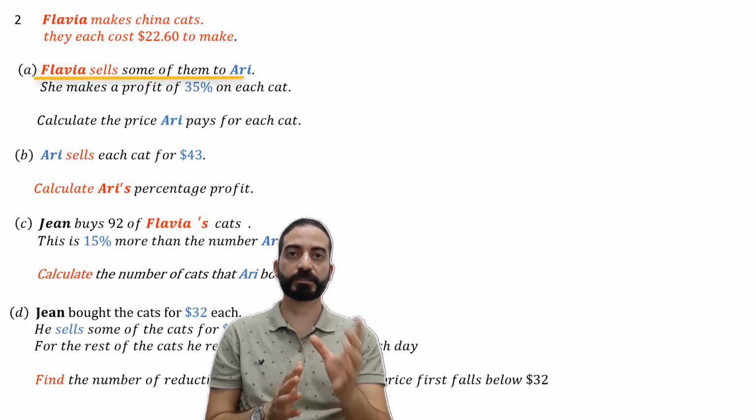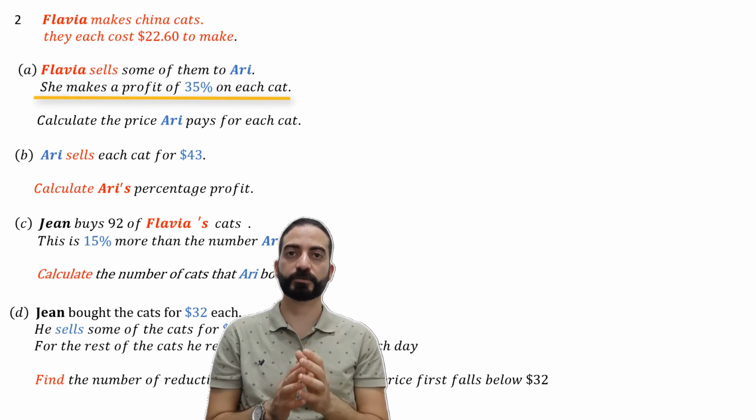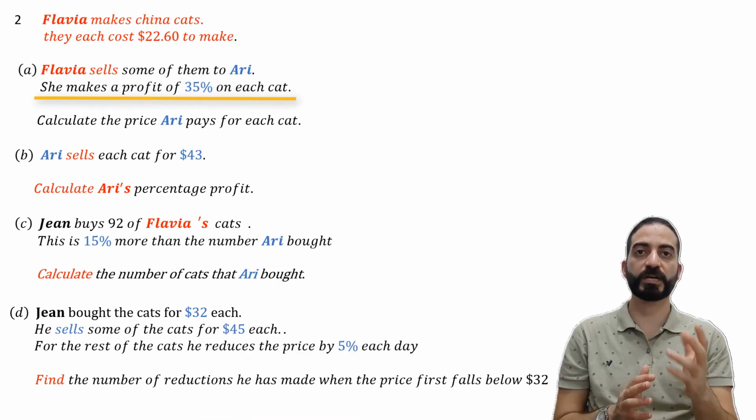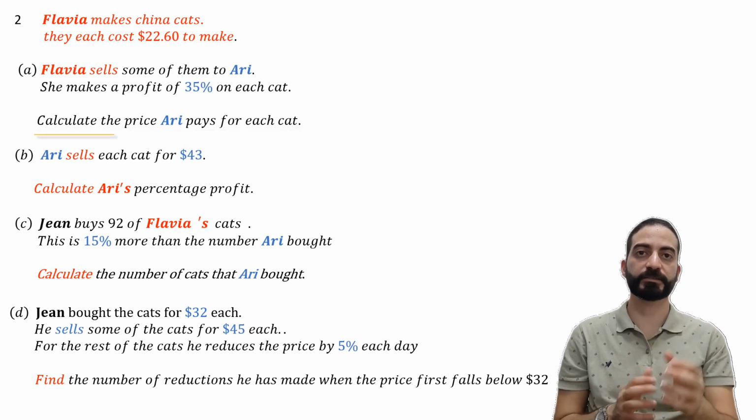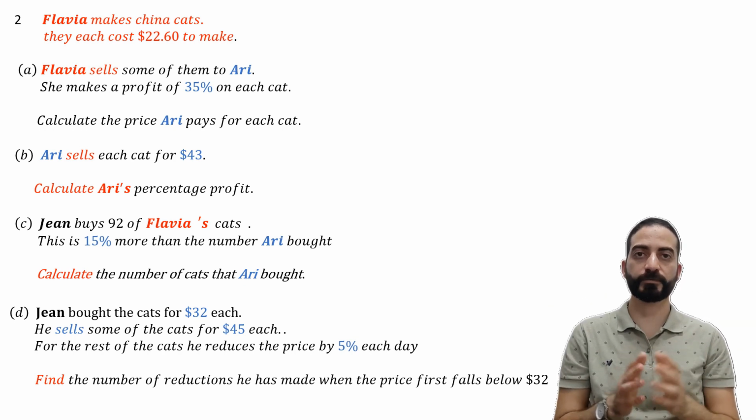Part A: Flavia sells some of them to Ari. She makes a profit of 35% on each cat. Calculate the price Ari pays for each cat. This means that if we want to convert 35% into dollars, we can do it in this way.